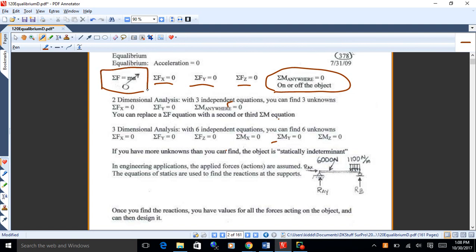So in equilibrium here, what we're looking at is F equals ma. We're looking at an acceleration of zero. So the sum of forces is zero, as is the sum of moments. Okay.